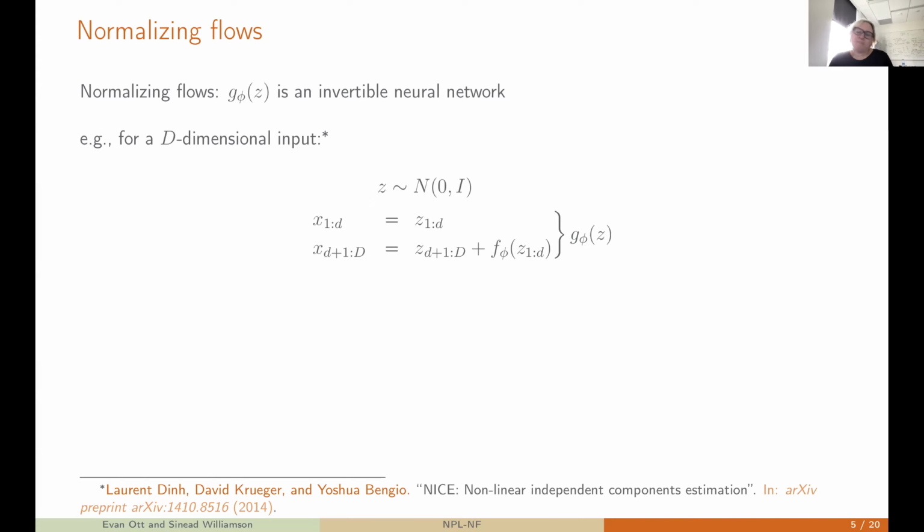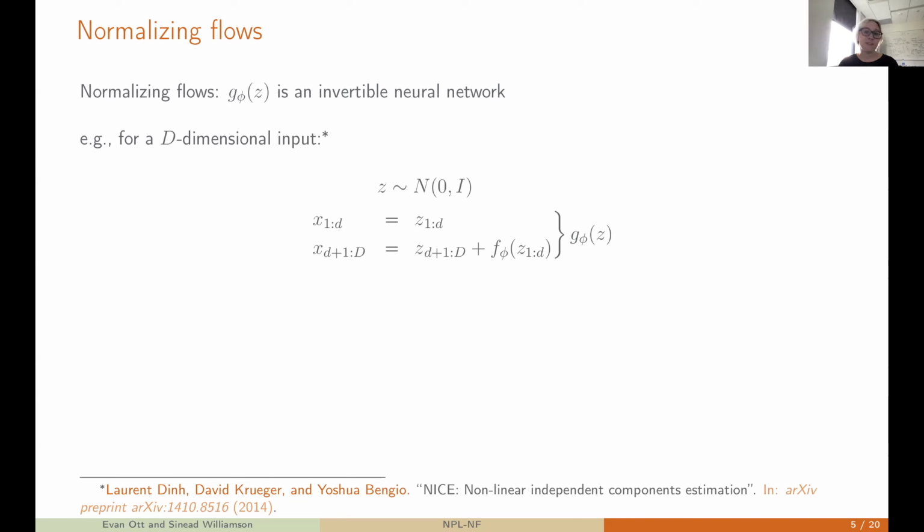Now, while a standard neural network isn't going to be invertible, we can easily, with a little bit of thought, construct neural networks that are invertible. Here's a basic way we can do this, from this paper by Laurent Dinh, which is one of the first uses of neural networks in this context.